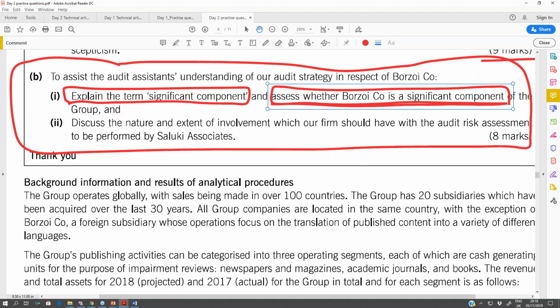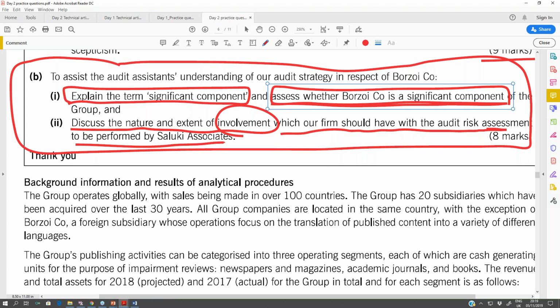Second, the examiner wants us to discuss the nature and extent of involvement, what involvement our firm should have with the audit risk assessment to be performed by Saluki. As the group auditor, Whippet, what involvement will Whippet have in Saluki Associates? Saluki Associates is a component auditor, right? So what sort of involvement will the group auditor have with the component auditor?